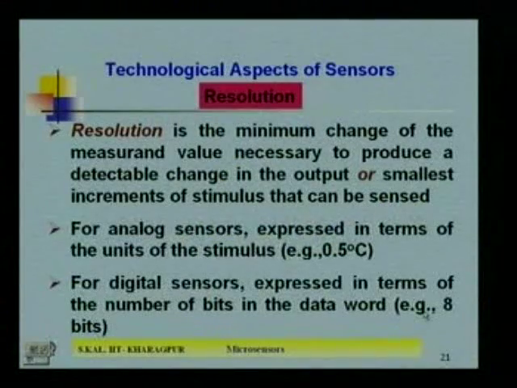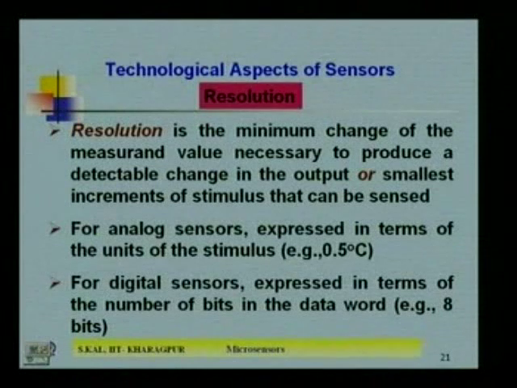The other parameter which you have to take care of is the resolution. Resolution is the minimum change of the measurand value necessary to produce a detectable change in the output, or the smallest increment of stimulus that can be sensed. What is the minimum amount of input signal which can give you a detectable output at the desired energy level which you are looking for? That is the resolution.